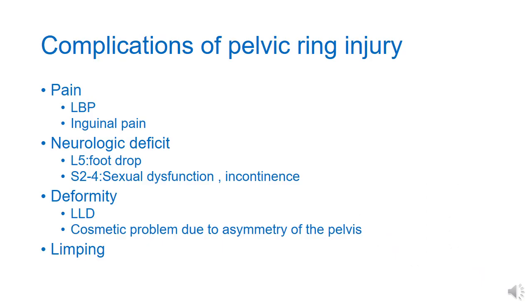Complications of pelvic ring injuries include pain, which is the most common complication, either in the low back or inguinal pain, neurologic deficit, either motor deficit like L5 root injury causing foot drop, or sacral root injuries causing sexual dysfunction and urine or stool incontinence, deformity in the form of leg length discrepancy and cosmetic disfigurement due to asymmetry of the pelvis, and lastly is the limp.